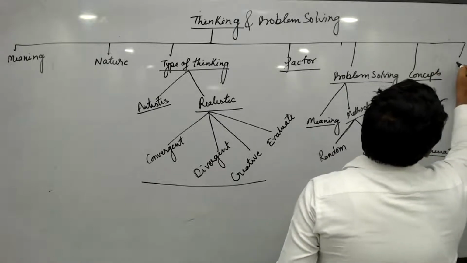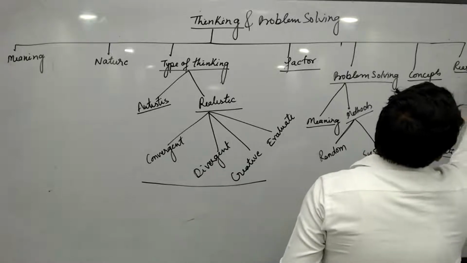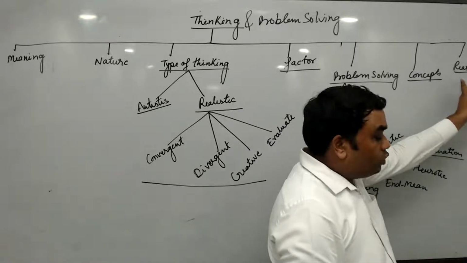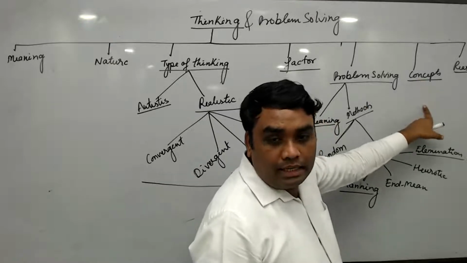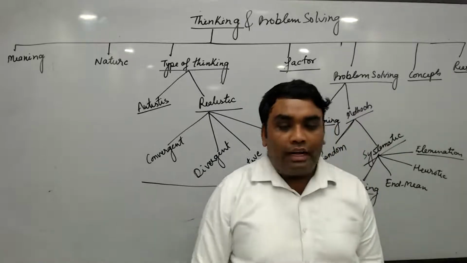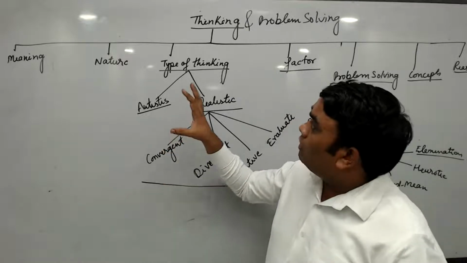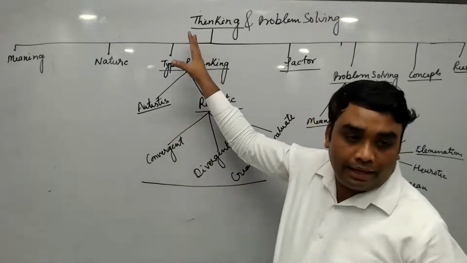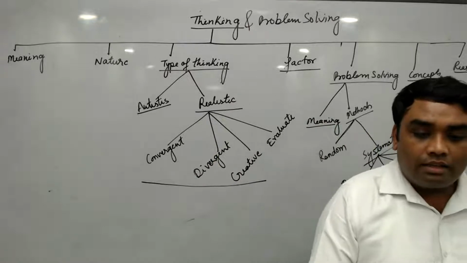And then here is reasoning. It is not visible in the camera, so those who are watching online, please be careful. A concept is given. So concepts, reasoning. While we are doing cognitive psychology, these four themes are very important: thinking, problem solving, concepts, as well as reasoning.